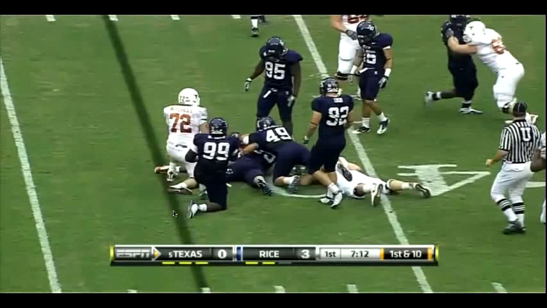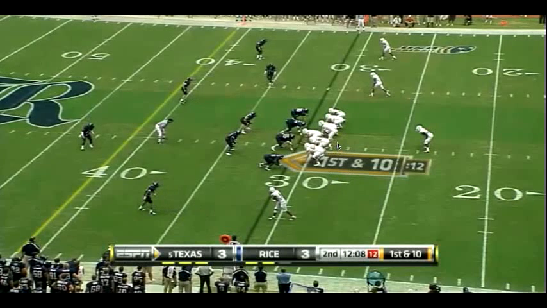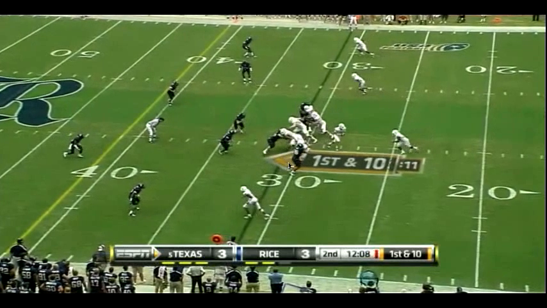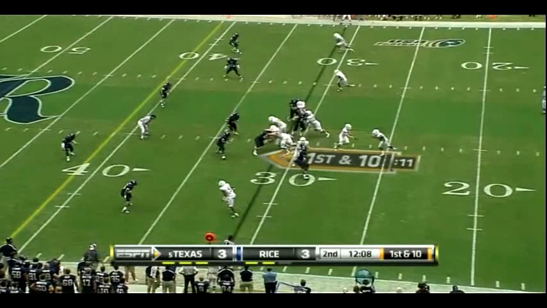Let's look at another version of inside zone a little bit later in the game. Same alignment, and again, we're going to run toward the weak side of the formation, and again, we get this single on the back side. Again, the front side looks great. We've got a nice hole here.